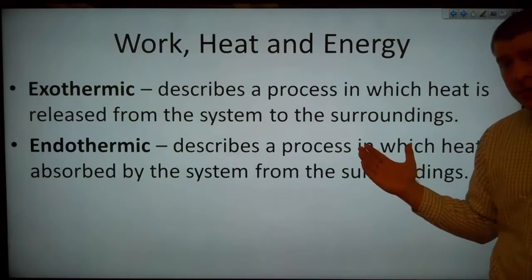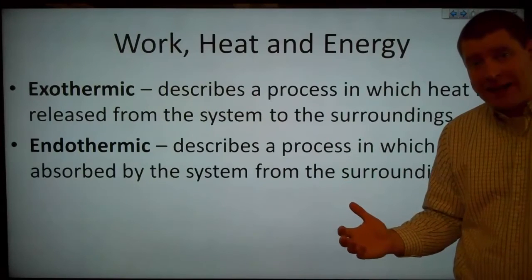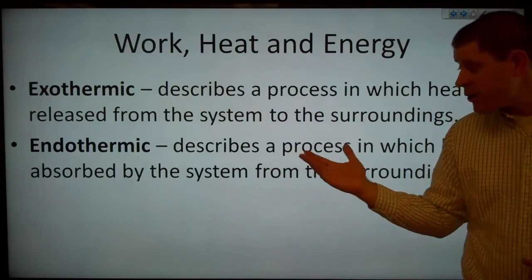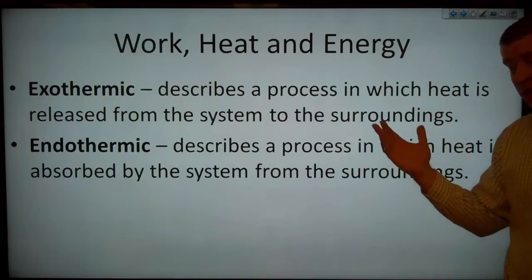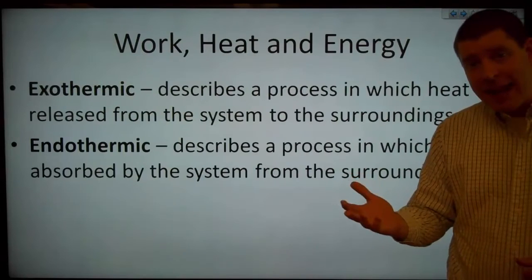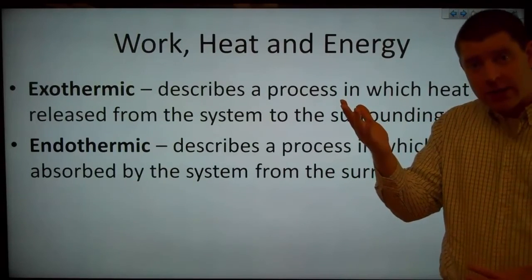Now, the term exothermic describes a process in which heat is released from the system to the surroundings. So the system is losing energy as heat, the surroundings are gaining energy as heat. On the other hand, endothermic describes a process in which heat is absorbed by the system from the surroundings. So the system is gaining energy as heat, and the surroundings are losing energy as heat.